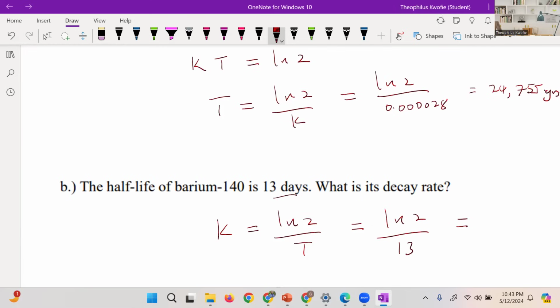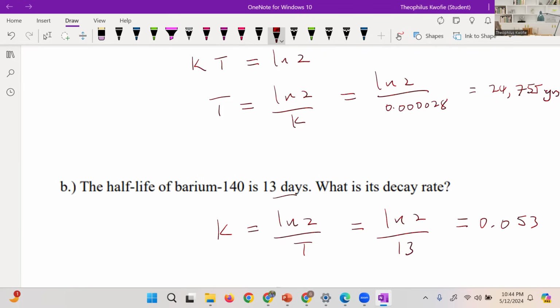What would the answer be? That should be 0.053 per day. So in percent, that'll be 5.3% per day. Good. So the barium-140 will be decaying at this rate. Let's take note of that.